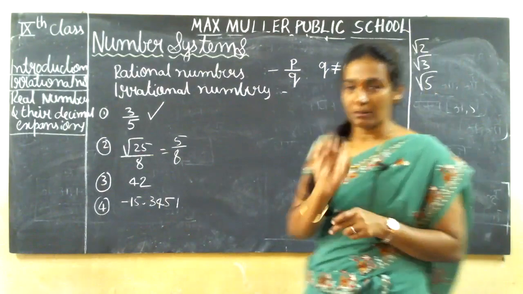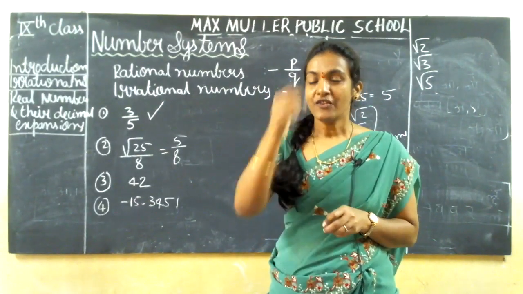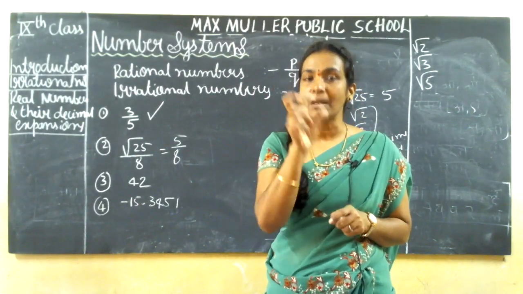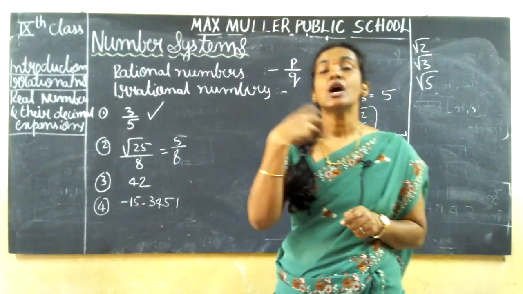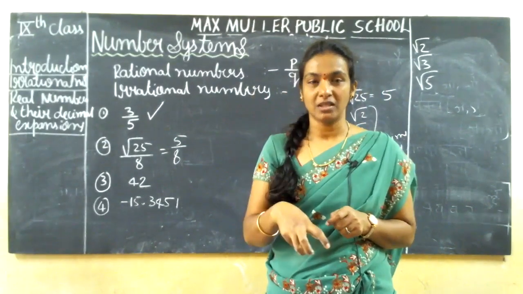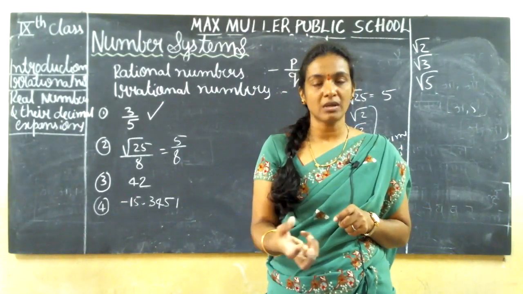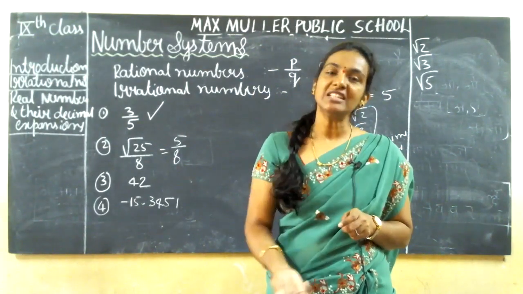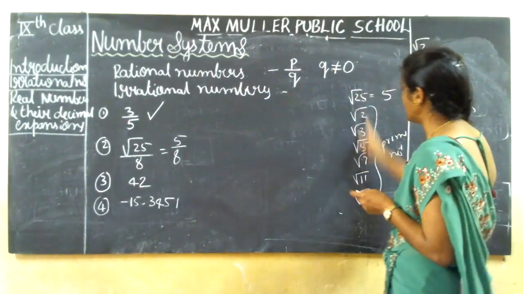Whenever you get a number, to find out whether it is rational or irrational, first you have to concentrate on the number under the root, whether it is a prime number or a composite number. If it is a prime number, definitely it will not be a perfect square number. So definitely that will be an irrational number. That's what I meant to tell you.